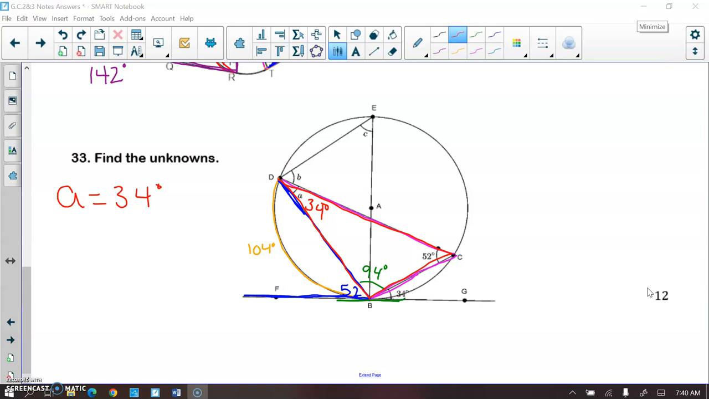Something else that is interesting is angle C is an inscribed angle also intersecting that yellow arc of 104. So 104 divided by 2 gives us that angle C is 52 degrees.